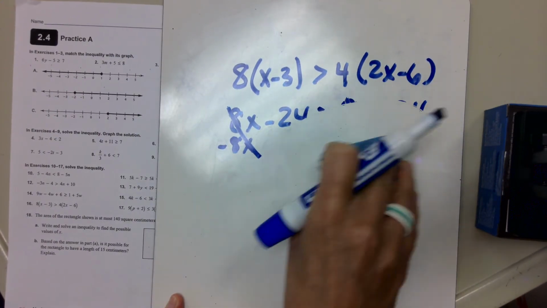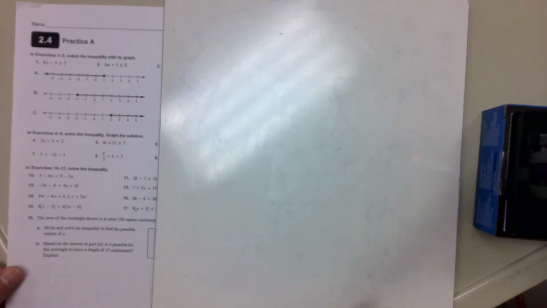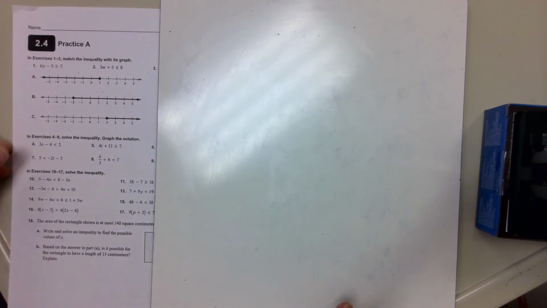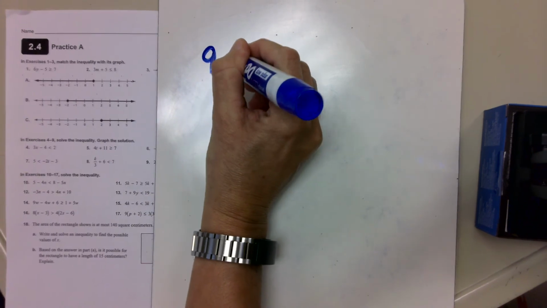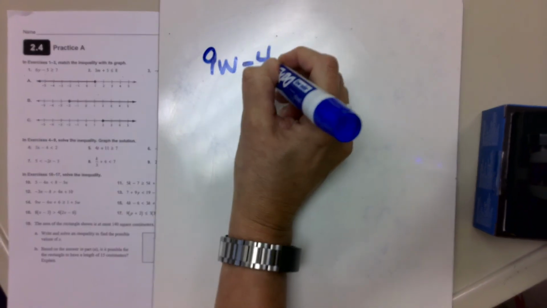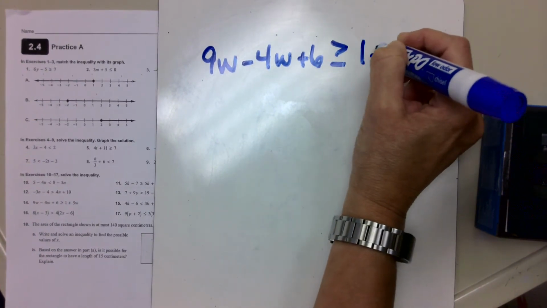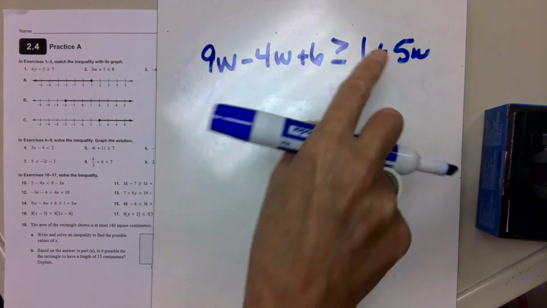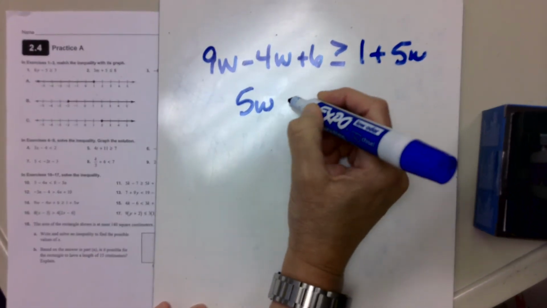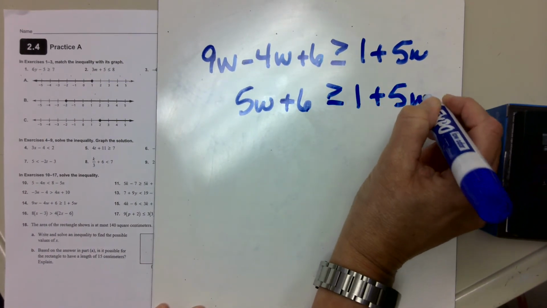Let me erase that. Now I'm going to move this over here. And let's try number 14, so you can see that one. 9w minus 4w plus 6 is greater than or equal to 1 plus 5w. Now, some of you might see what's going to happen here. I'm going to get 5w on this side, and I'm adding 6. And then I get 1 plus 5w on this side.